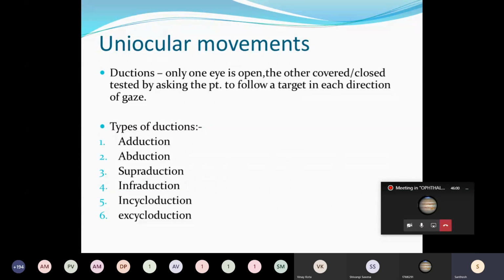There are 6 ductions when you come to the uniocular movements: adduction, abduction, supraduction, infraduction, incycloduction, excycloduction, or you can say simply adduction, abduction, elevation, depression, intorsion, and extorsion. These are the terminologies that you can probably use to describe the uniocular movements.